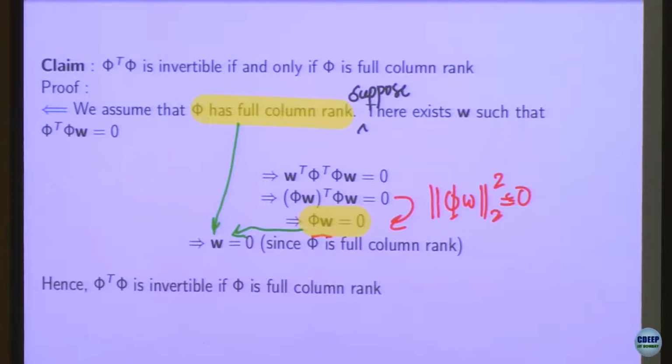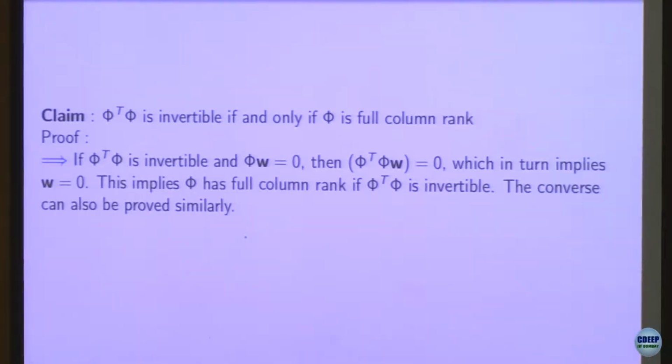Is that clear? You can also prove it the other way. If phi transpose phi is invertible, then phi must have full column rank. You are proving it the other way. So let's say phi transpose phi is invertible, and suppose phi W were 0. If phi W were 0, then phi transpose phi W will also be equal to 0.